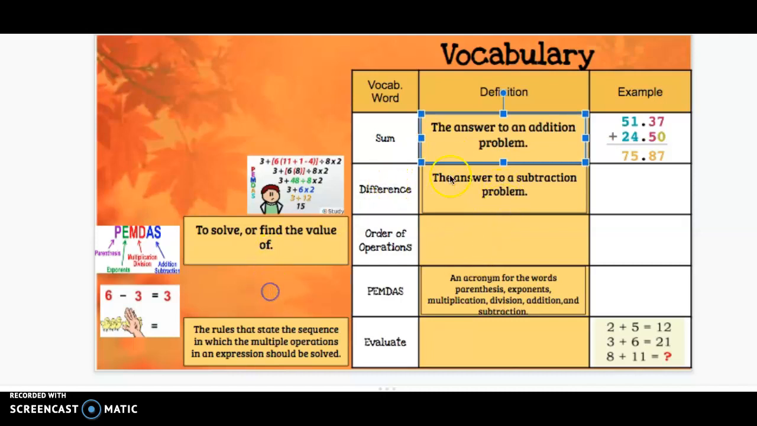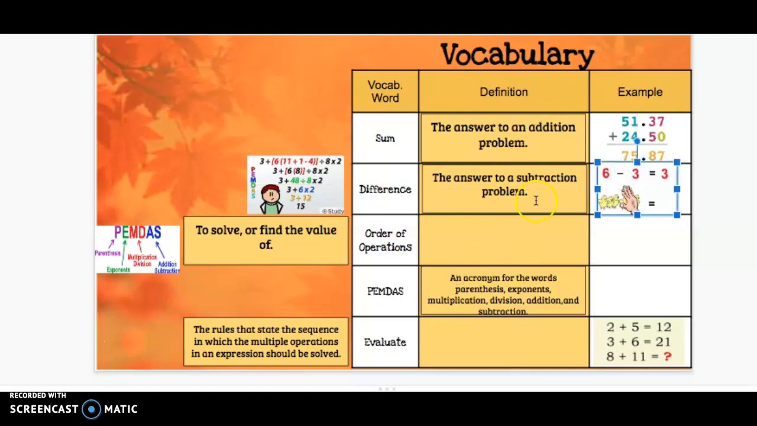Then we have the word difference. Difference here is the answer to a subtraction problem. So now we need to find one of our examples that is subtracting, which is right here. Now, just like last week, the yellow boxes go in the yellow column and the white boxes go in the white column, if you haven't figured that out yet.